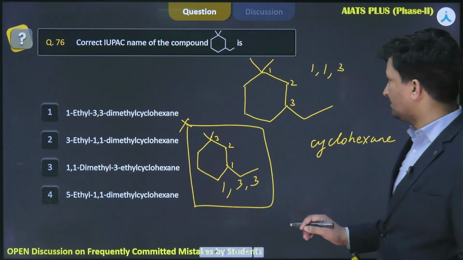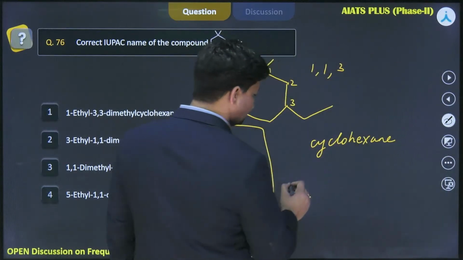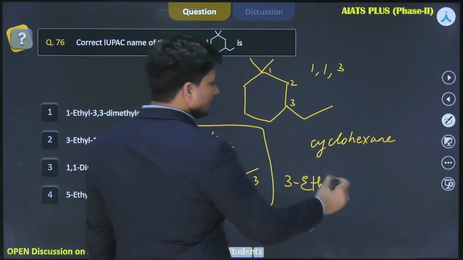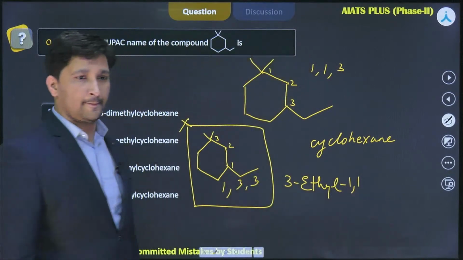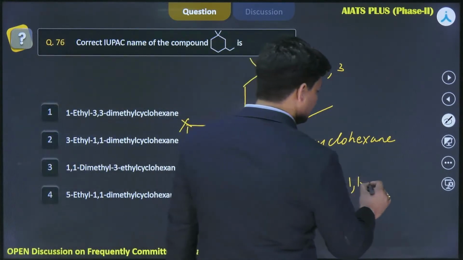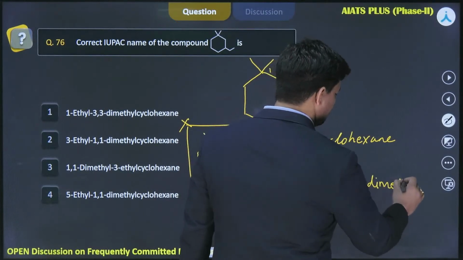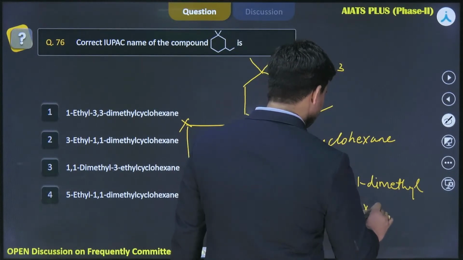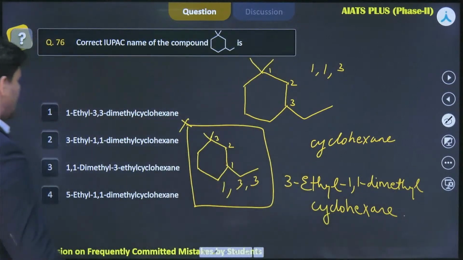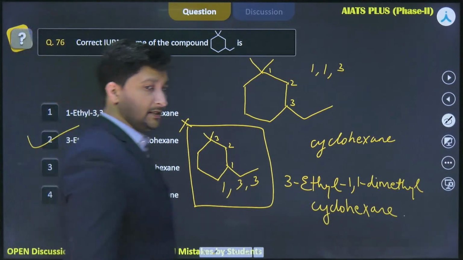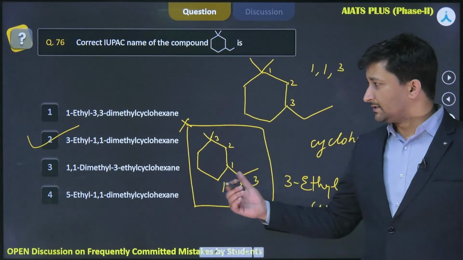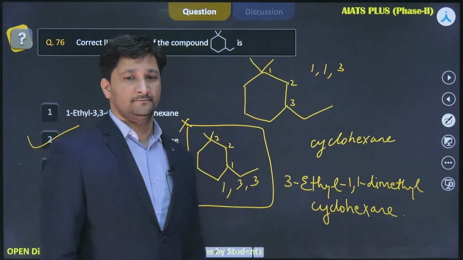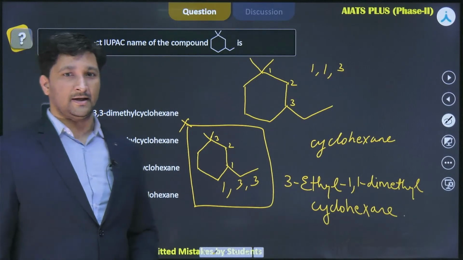So therefore we have to write 3 ethyl first, then 1, 1, which means all the locants have to be mentioned. 1, 1 dimethyl, and in continuation you have to write cyclohexane. So the correct answer here is option number 2, 3 ethyl 1, 1 dimethyl cyclohexane. Yes, Purvi. Anyone having any doubt in this question? Now let's move on to the next question.